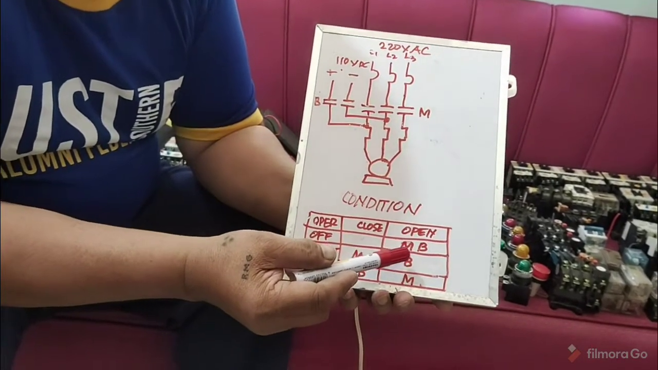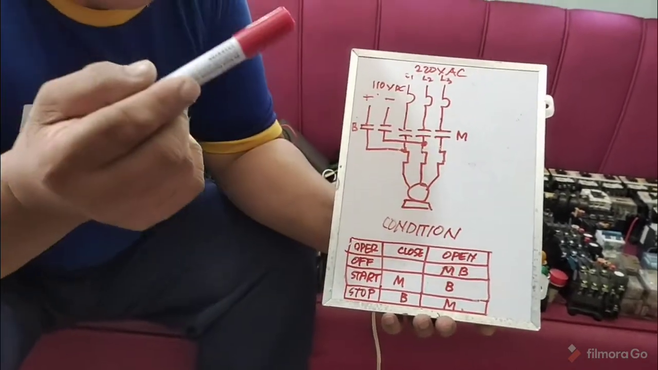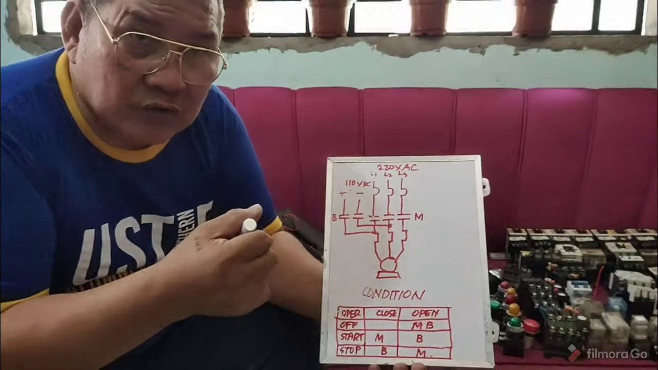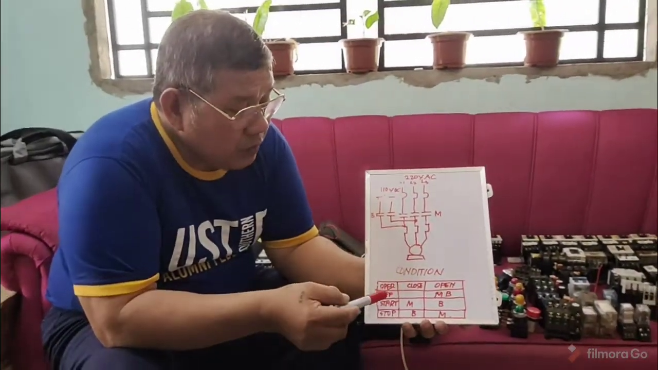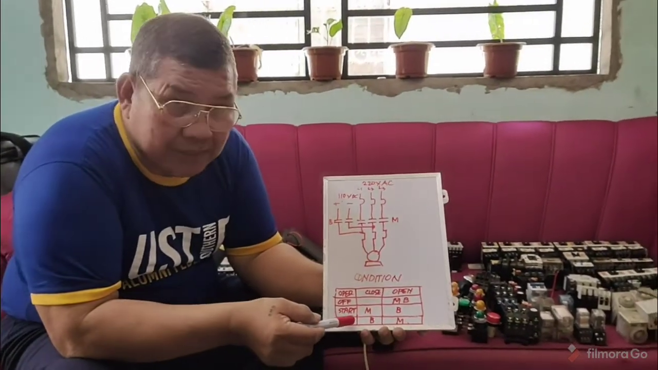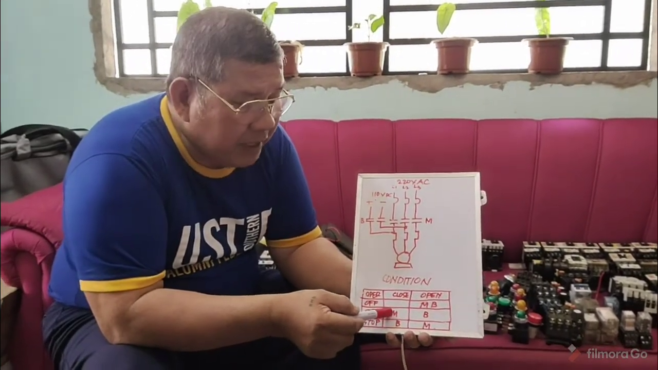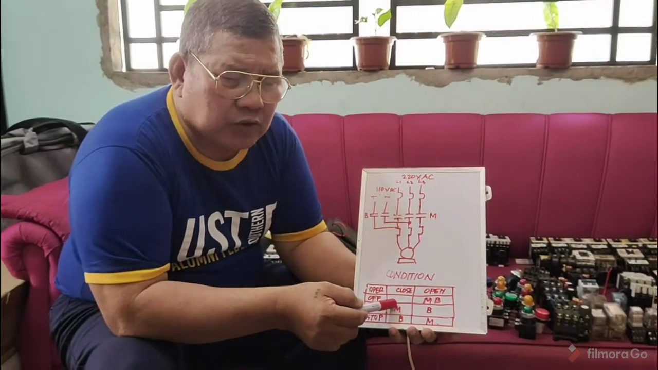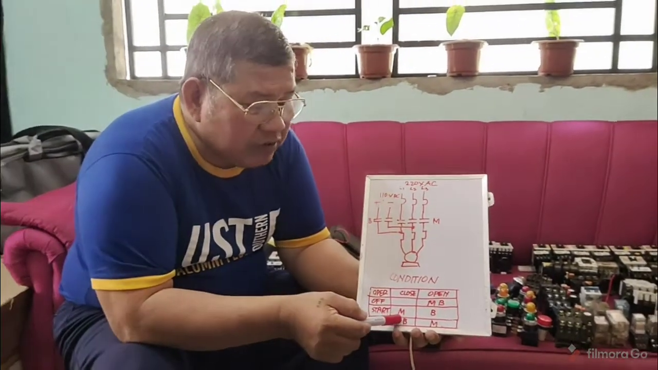Then, you want to stop it quickly using what? Your double contact or a break-make push button. So, what will you do? You just simply press the stop button. When you press the stop button, the main contactor will open, and then it is now the brake contactor that will close.